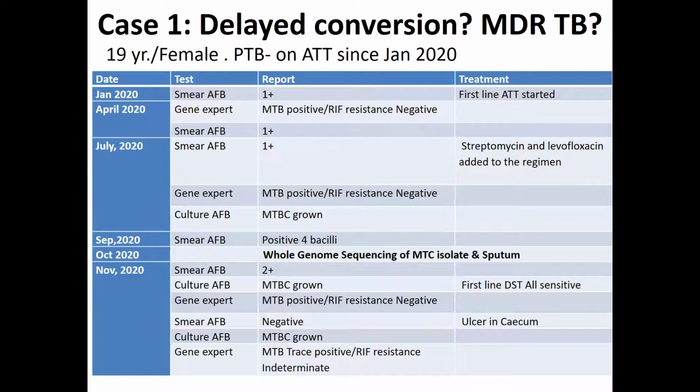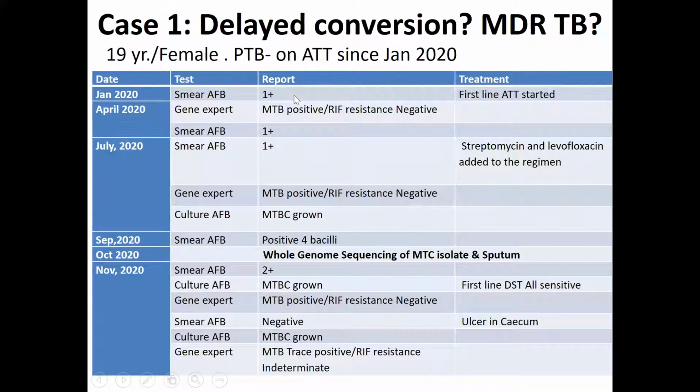So let me share a few cases that we have done here with whole genome sequencing. Try to solve a few cases. This is a 19-year-old female, pulmonary tuberculosis, diagnosed in January 2020. It's one whole year, throughout the COVID, she has been suffering from TB and we have not been able to cure her.